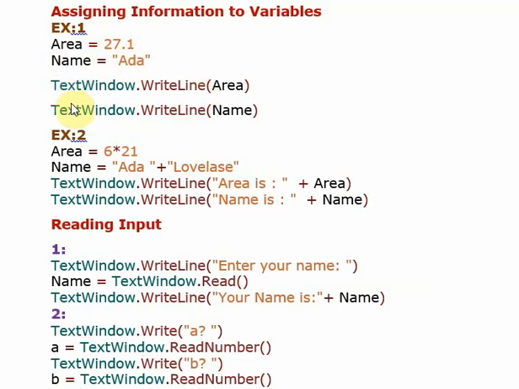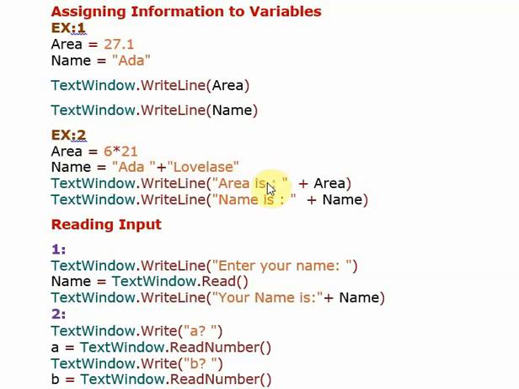Now we can issue this command, TextWindow.WriteLine, within the brackets. So then the answer 27.1 gets printed here, and here ADA gets printed. Now exercise 2. Area equals 6 multiplied by 21. So this value will be assigned here. Name equals, we are adding 2 strings, right? This is how you can add strings separately: Ada, Lovelace. Finally these two will be added together and printed.